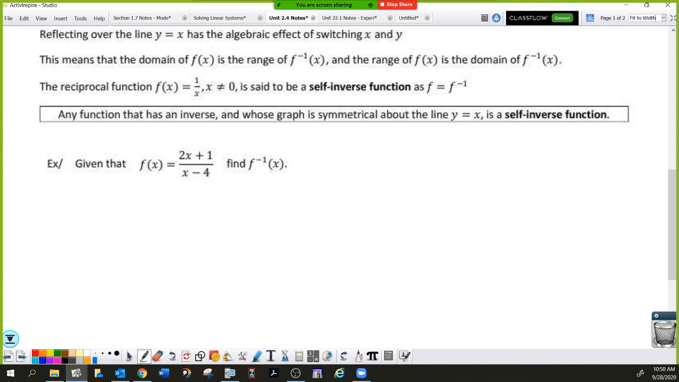And the reciprocal function 1 over x is called a self-inverse function. It's not the only self-inverse. There are several of them, but it is its own inverse. Any function that has an inverse and whose graph is symmetrical about the line y equals x is a self-inverse function. So that's what it is. As long as it's symmetric over the line y equals x, then it's a self-inverse. And the reason why is because when you switch x and y, absolutely nothing would have happened if it was symmetric over that line.